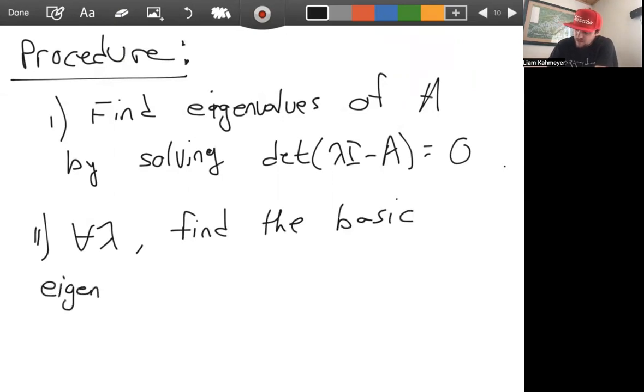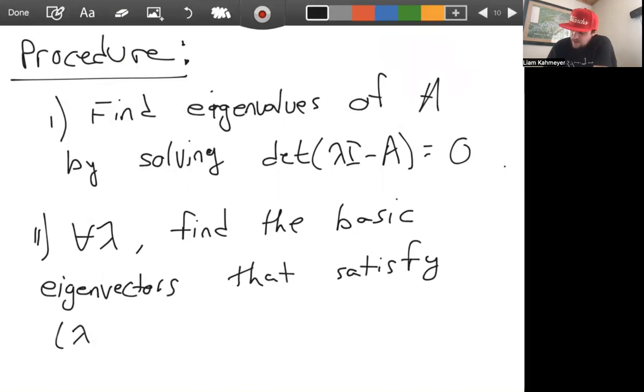The second step is then, for every lambda that we've just found, we find the basic eigenvectors that satisfy lambda I minus A times the eigenvector x equals 0.